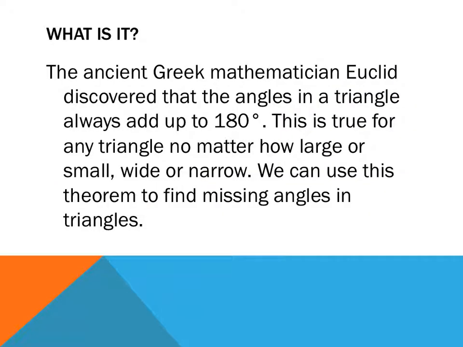Okay, the ancient Greek mathematician Euclid discovered that angles in a triangle always add up to 180 degrees. No matter if it's right angled, obtuse or acute, no matter the side lengths, scalene or isosceles, no matter what triangle it is, all of the interior angles, all three of them, add up to 180. We can use this idea to find missing angles in triangles, okay? So the first fun fact that you need to know is angles of a triangle add up to 180.